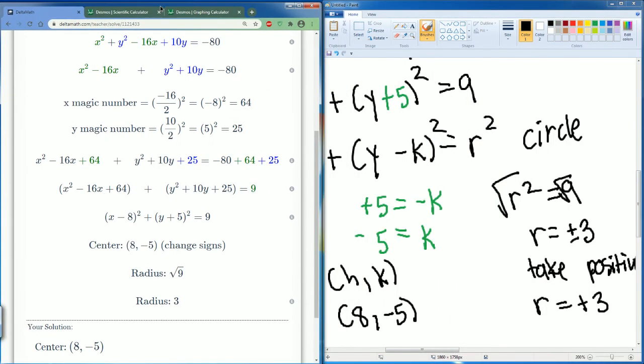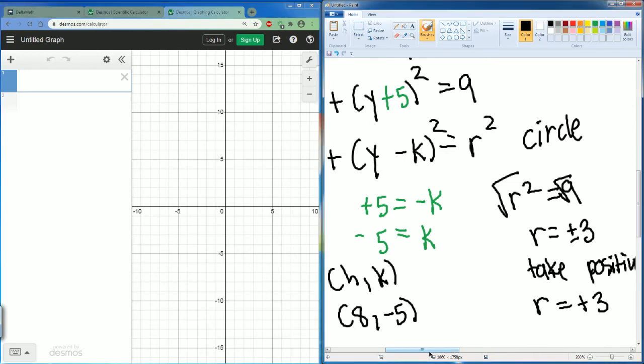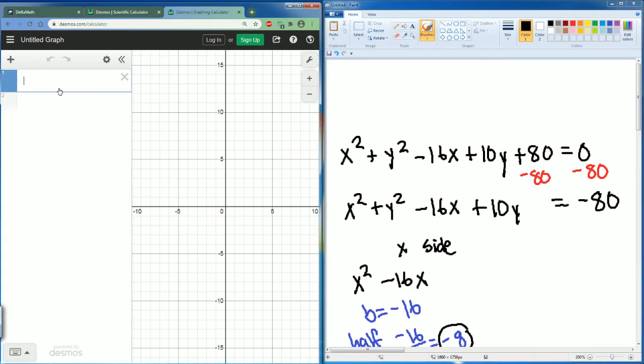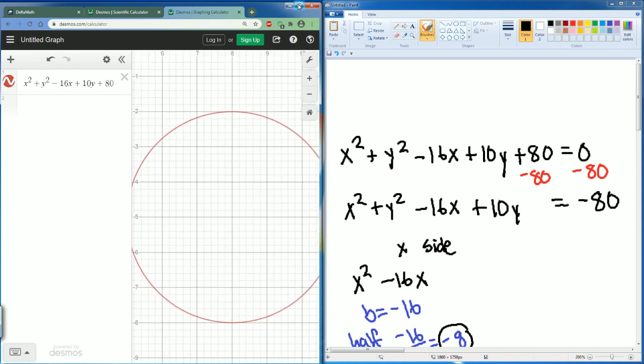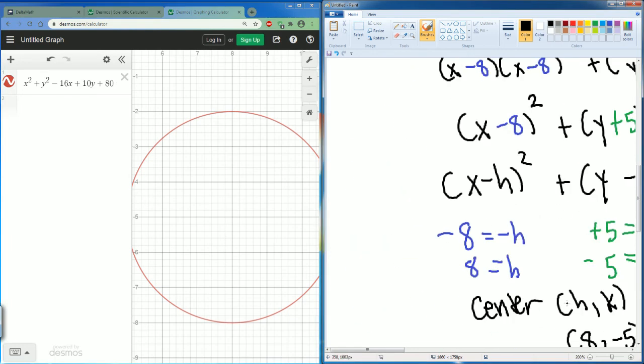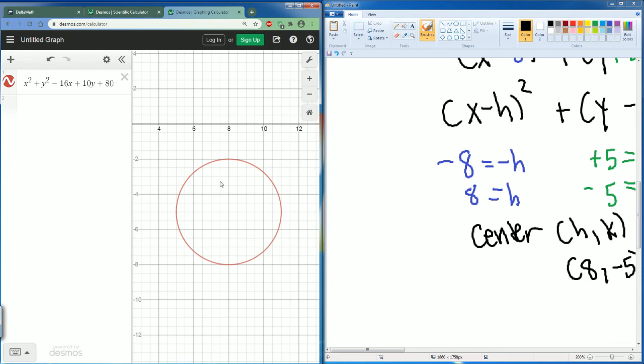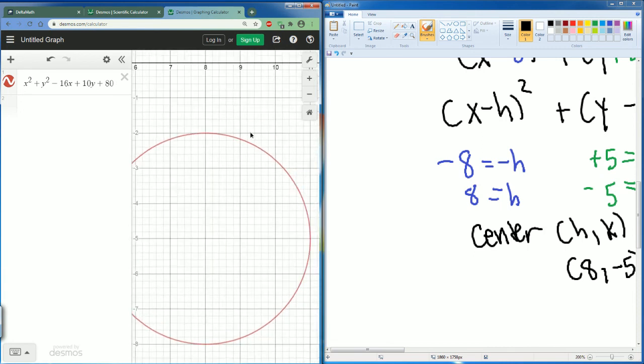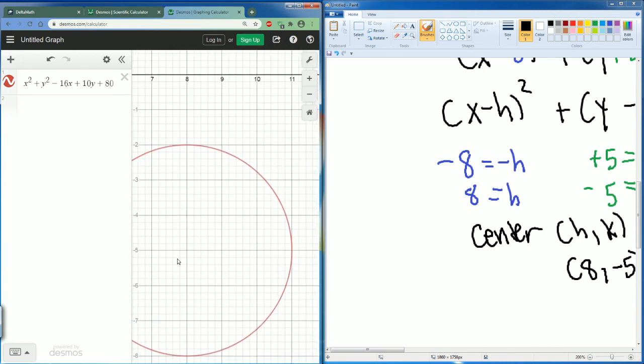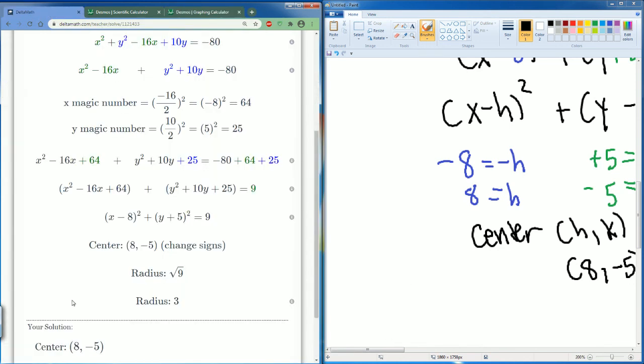There's a way you can check your answer by going to Desmos and just typing in the equation. So that's what we had at the start. So x squared plus y squared minus 16x plus 10y plus 80 equals 0. Notice that is this circle, right? We can see here that the center is going to be 8, negative 5. So it's right here, 8, negative 5 is right here in the middle. And the radius, if you count, it goes from 8 to 11. So it's 1, 2, 3. Right, that's why the radius is also 3.